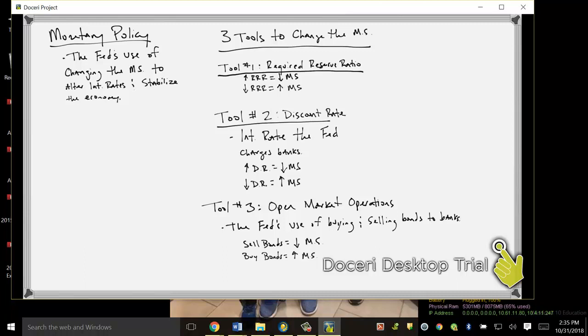And the last tool is the most important for sure. We call this open market operations. And this is the Federal Reserve's use of buying and selling bonds to banks. So simply put, when the Fed sells bonds, it's going to lower the money supply, or I like to say sell bonds equals smaller bucks. And buying bonds is going to increase the money supply. So when we buy bonds, bigger bucks.